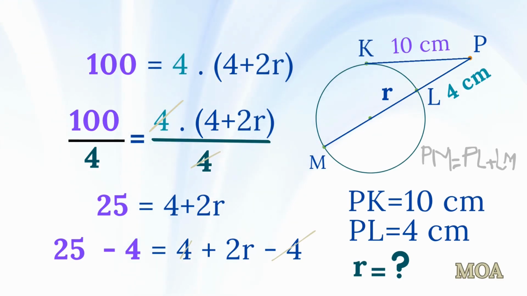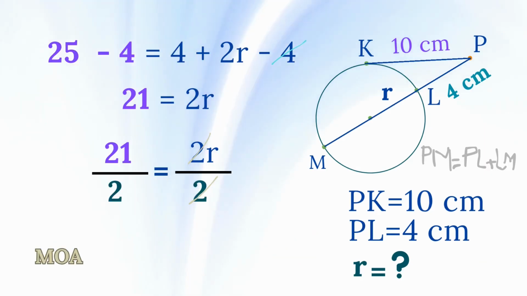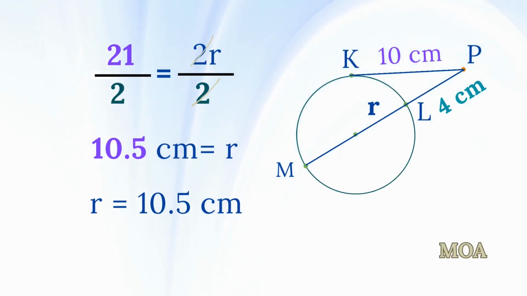First, divide both sides by 4. 100 divided by 4 is 25, which gives 25 equals 4 plus 2r. Next, subtract 4 from both sides. 25 minus 4 is 21, so 2r equals 21. Now, divide both sides by 2. 21 divided by 2 is 10.5. So, r equals 10.5 centimeters.